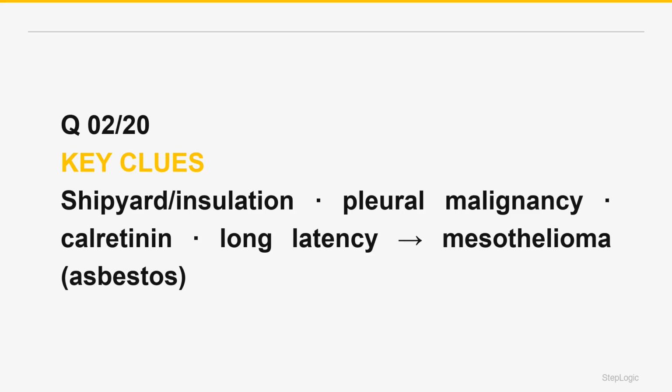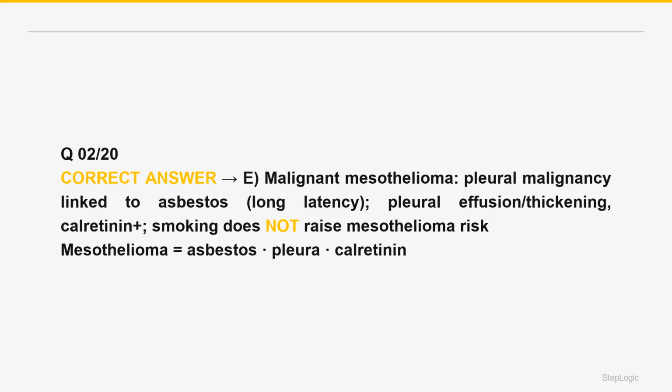This is malignant mesothelioma, a malignancy of the mesothelial cells lining the pleura and occasionally the peritoneum and pericardium. The key exposure is asbestos, classically in shipyard workers, insulation and construction workers, pipe fitters, and roofers, with a characteristically long latency of several decades between exposure and disease. It presents with progressive dyspnea, pleuritic chest pain, recurrent pleural effusions, and pleural thickening and plaques. Tumor cells stain positive for calretinin. The correct answer is E.